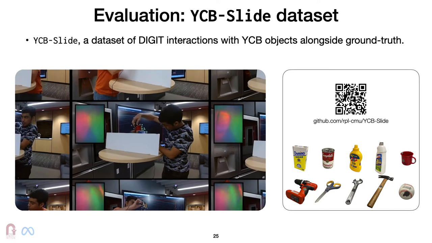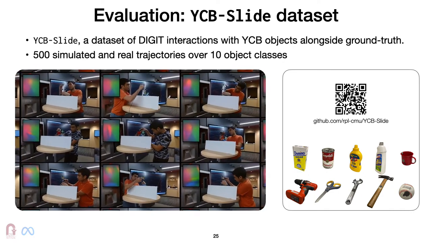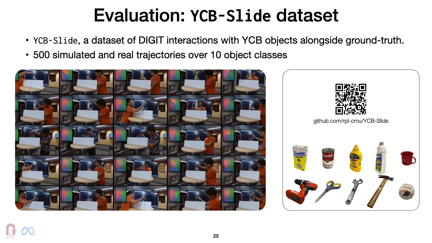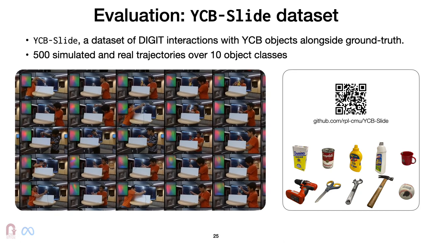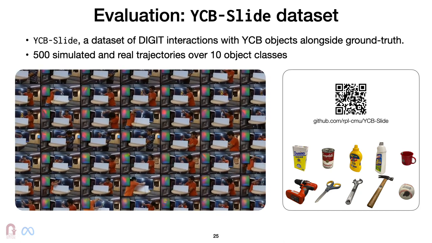We evaluate this method in our collected YCB-Slide dataset. This consists of 500 simulated and real-world trajectories over 10 YCB objects with ground truth by Conf tracking. You can access the complete dataset at the link above.